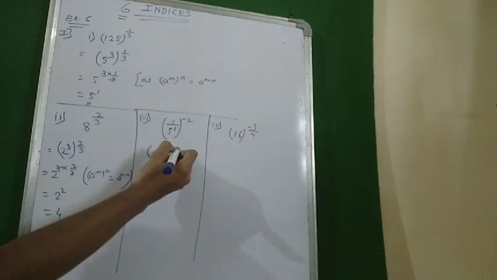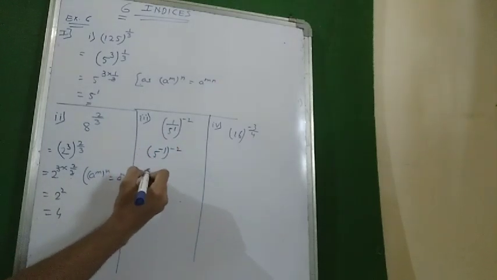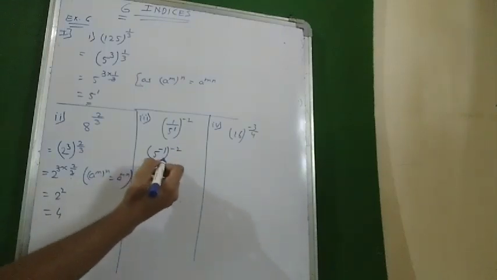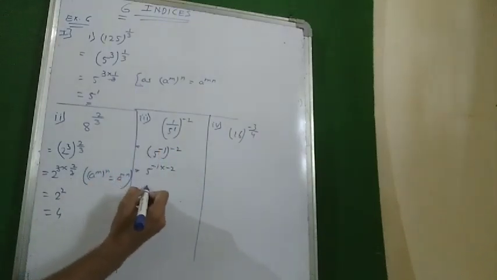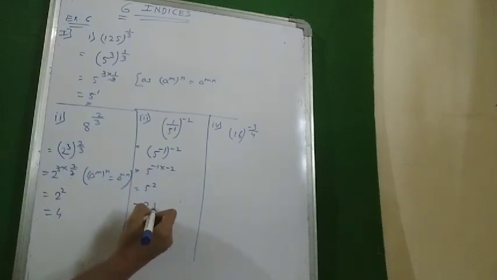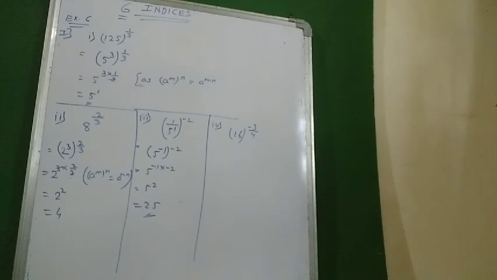Raised to minus 2. So 5 raised to minus 1 multiplied by minus 2. Laws of indices. So we have 5 raised to minus minus plus 2 ones are 2, and 5 square is 25. So this is the solution for the third one.